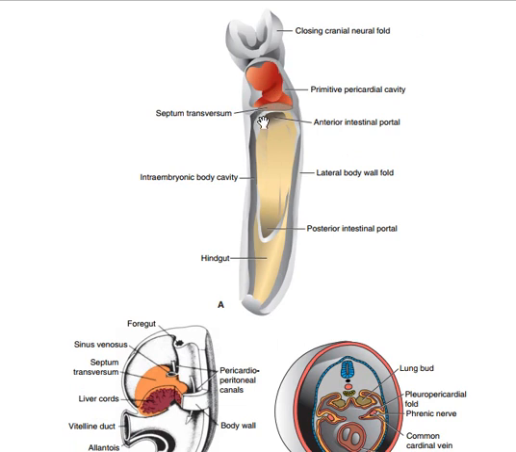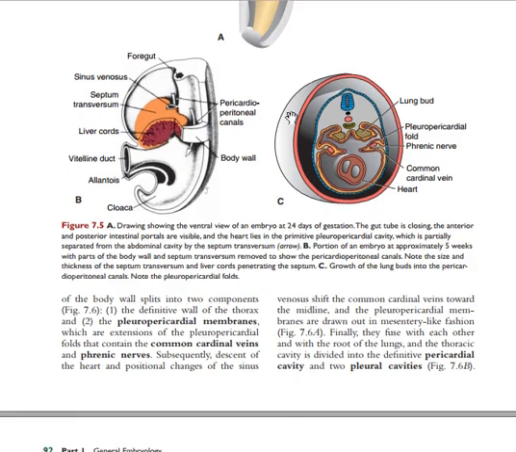Now underneath that primitive pericardial cavity, we are going to have the septum transversum, which is going to be a derivative of the diaphragm. And this is the anterior intestinal portal. Is it clear? These are now the lateral body wall. So now, as you see, the body is going to try to close anteriorly, both at the cranial neural fold, and this is also the abdominal fold. The body wall fold is going to try to close. As it's closing, the diaphragm is also forming.